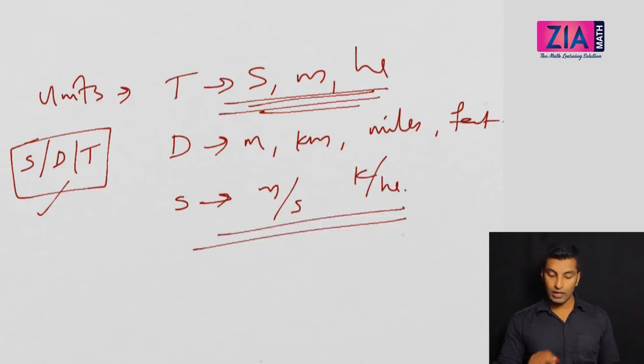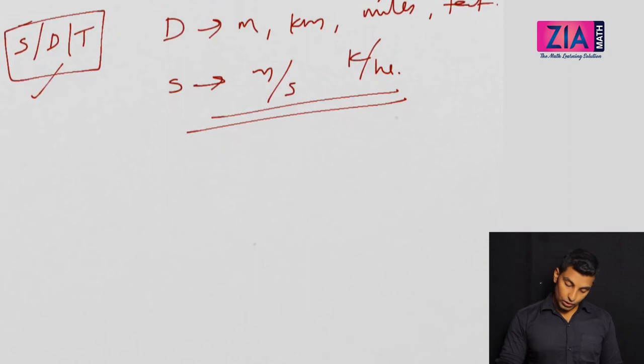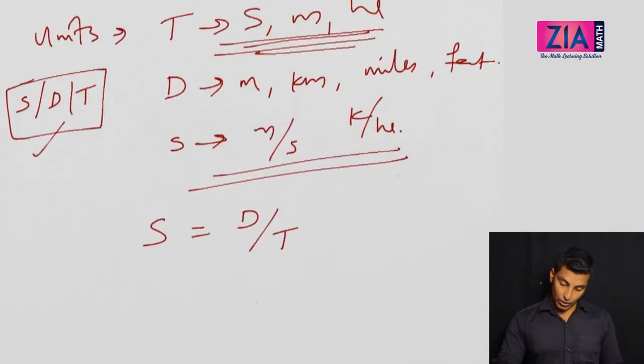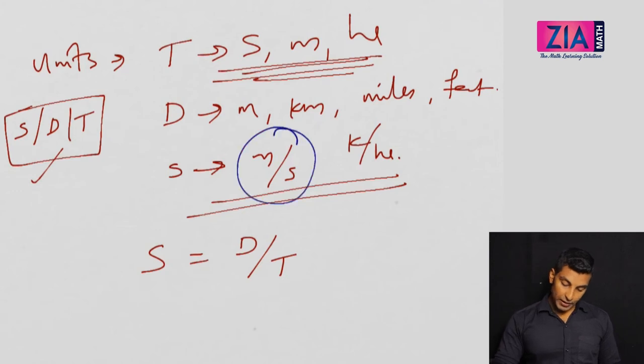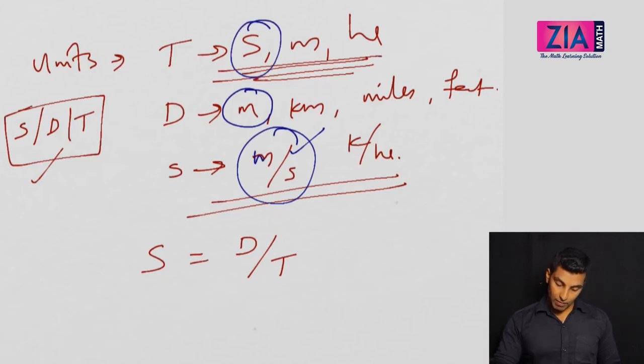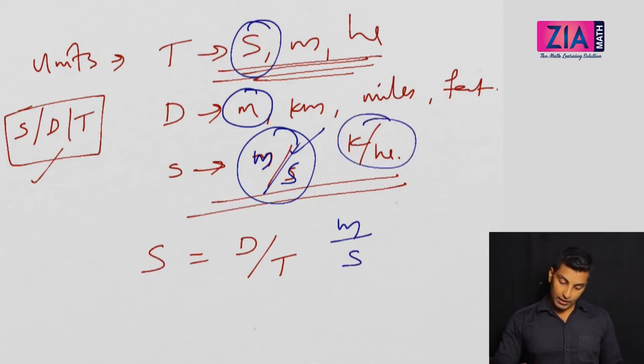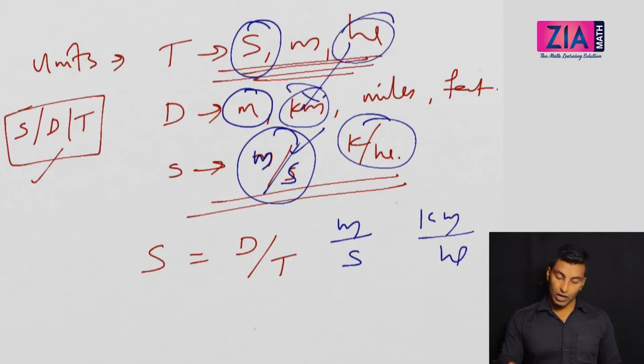I will tell you the way in which you will convert this. Okay, so speed is actually distance by time. So one unit is meter per second. Why meter per second? Because distance is in meter and time is in second. Meter is distance, second is time. Or you can take kilometer per hour, right? So distance in kilometer and time in hour. So that's why kilometer per hour.